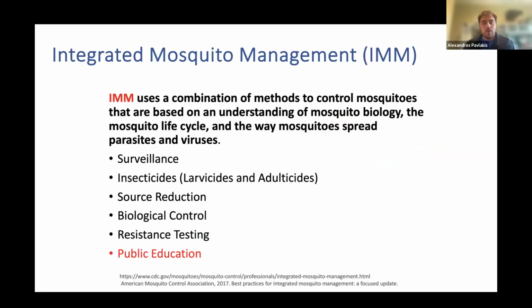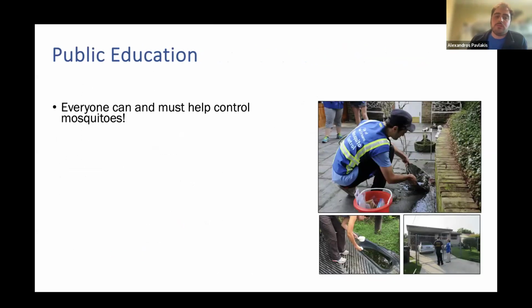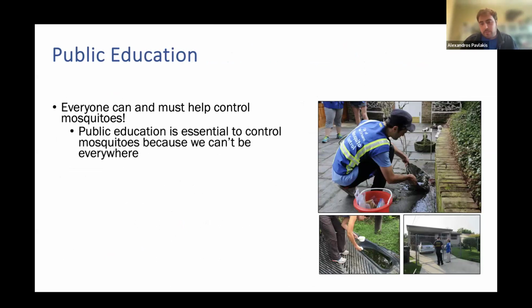And this is so important. Everyone can help and must help control mosquitoes. And the reason is we cannot be everywhere. We can't be in every backyard. We can't visit every citizen every week. So we need the public's help to be able to control mosquitoes and help reduce these populations so we can prevent or reduce the risk of these arboviruses spreading.